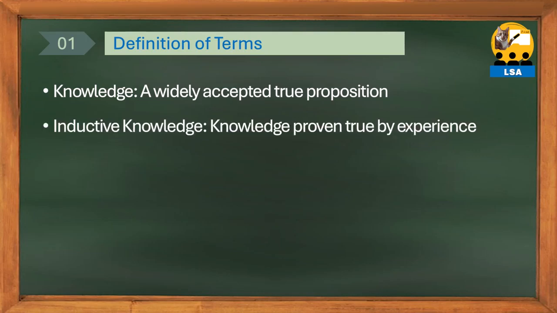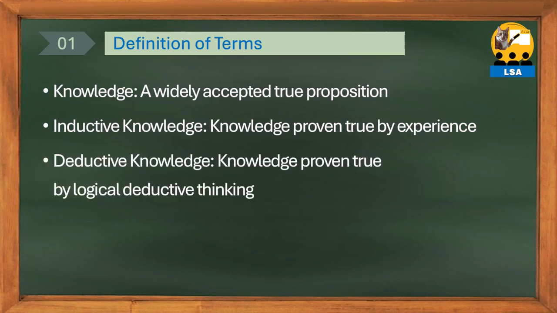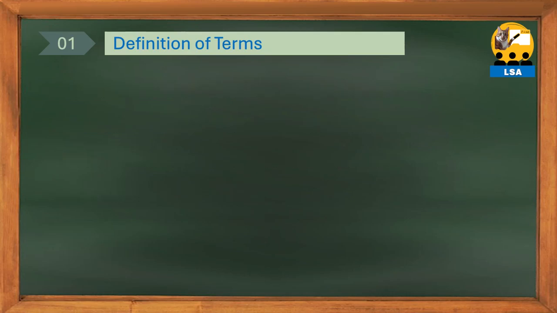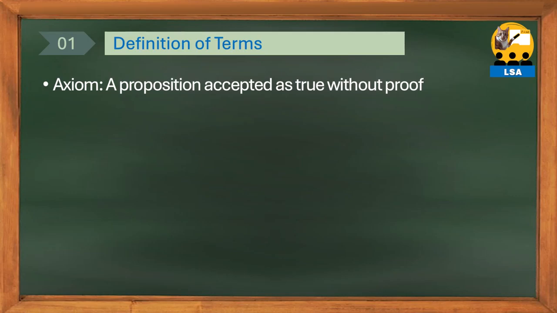Inductive knowledge. Defined as knowledge whose proposition is proven true by experience through induction. Deductive knowledge. Defined as knowledge whose proposition is proven true by logical deductive thinking with the structure of conditional statements. Axiom. A proposition that is accepted as true without proving it to be true. Euclid's axioms of geometry learned in demonstrative geometry are not proven.